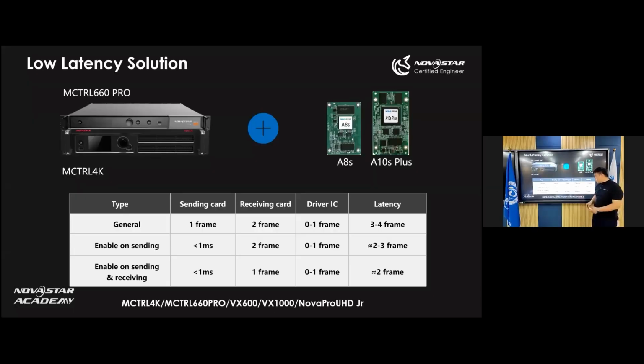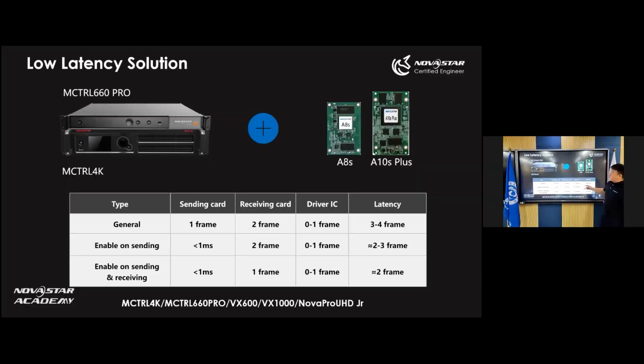Now, please note here, if we use a common IC, the receiving card cannot reduce the latency on itself. So it will be 1 plus 1 or 2 plus 0. So it's around 2 frames.